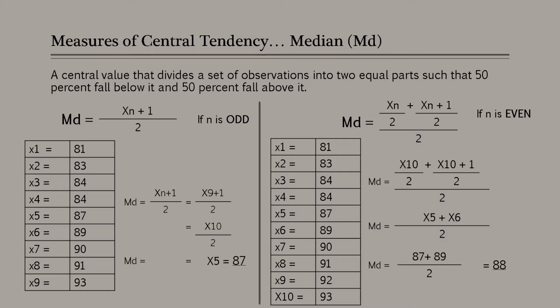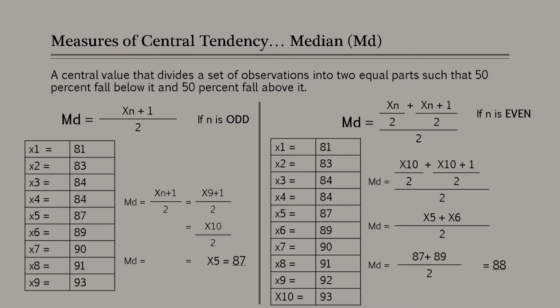Next, to determine the median, use the formula: x of (n plus 1) over 2 if the sample size is odd, and x of (n over 2) plus x of (n plus 1) over 2, all divided by 2, if the sample size is even.